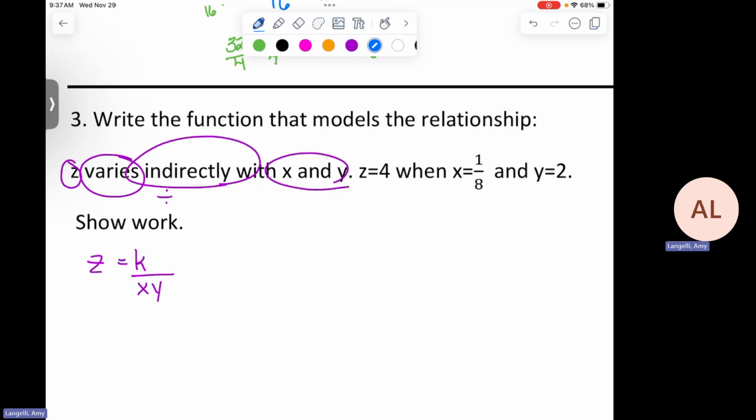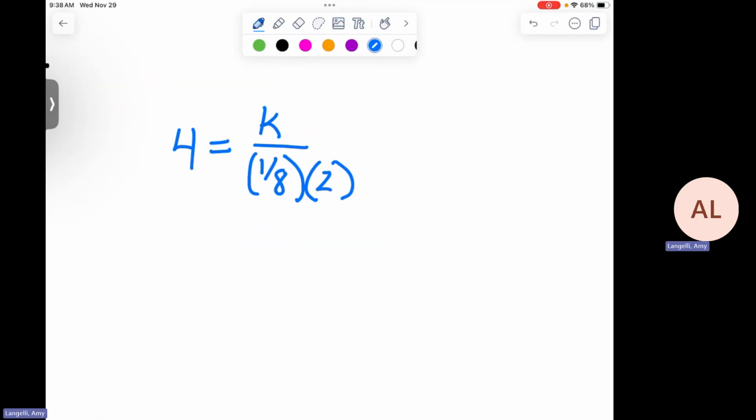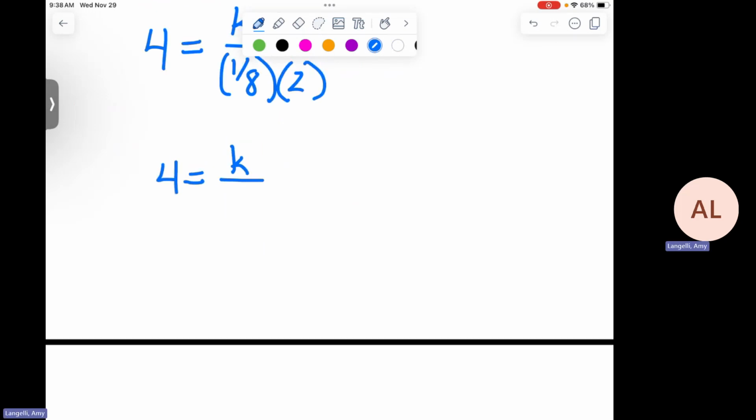So you can see I kind of sped it up a little bit. Fill in 4 for Z. Fill in 1/8 for X and 2 for Y. What would you guys do first to solve for K there? 1/8 by 2. What did you get? A decimal's fine, or a fraction, doesn't matter. 0.25, yep. And now how would you get K by itself?